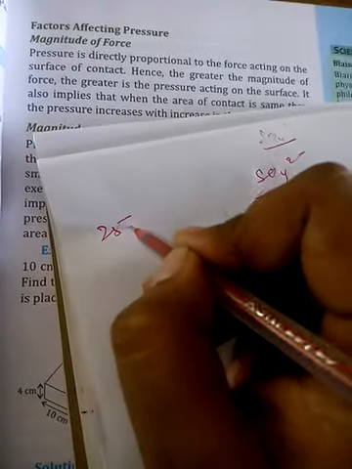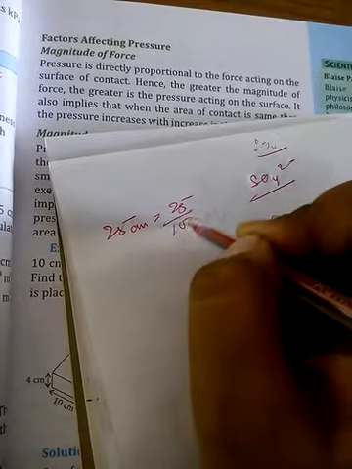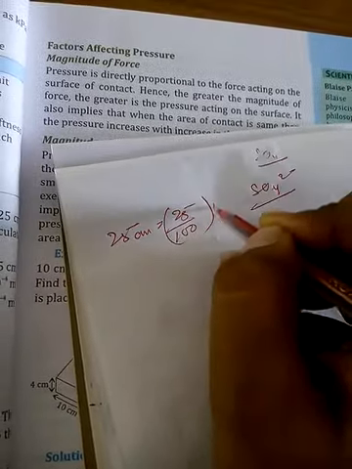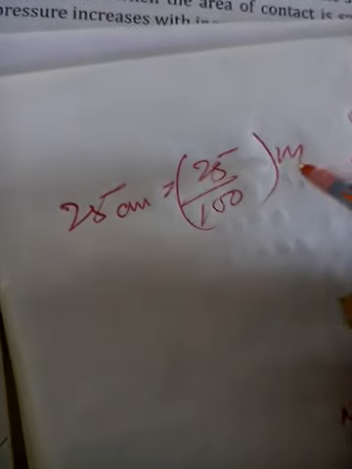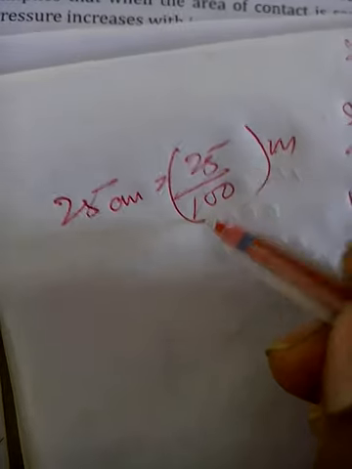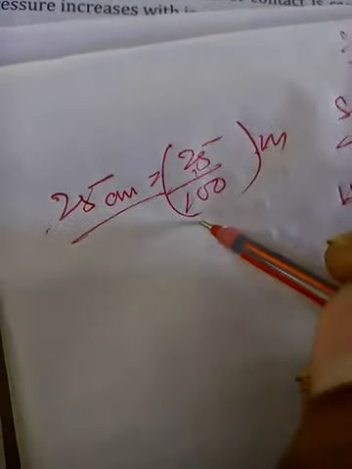Or else I am showing you, you can do it like this also, if you have difficulties. 25 centimeter is equal to 25 by 100 meter, because in 1 meter there are 100 centimeters. So if you have to convert 25 centimeter into meter, you have to divide it by 100.